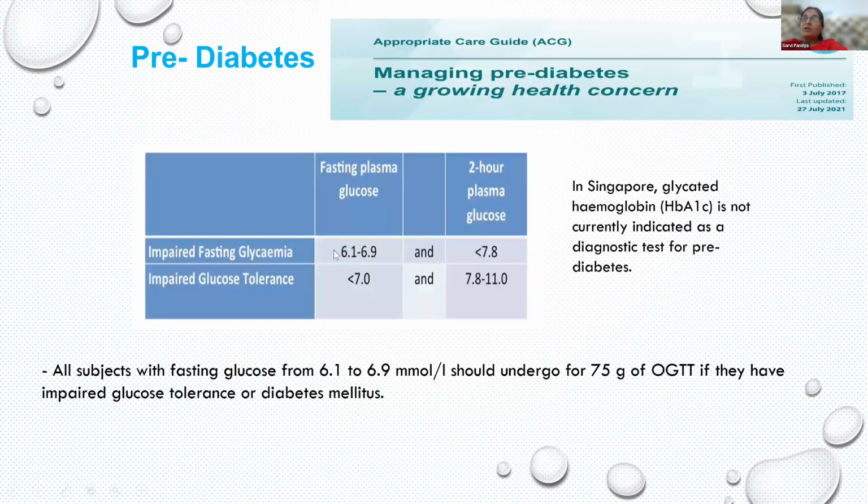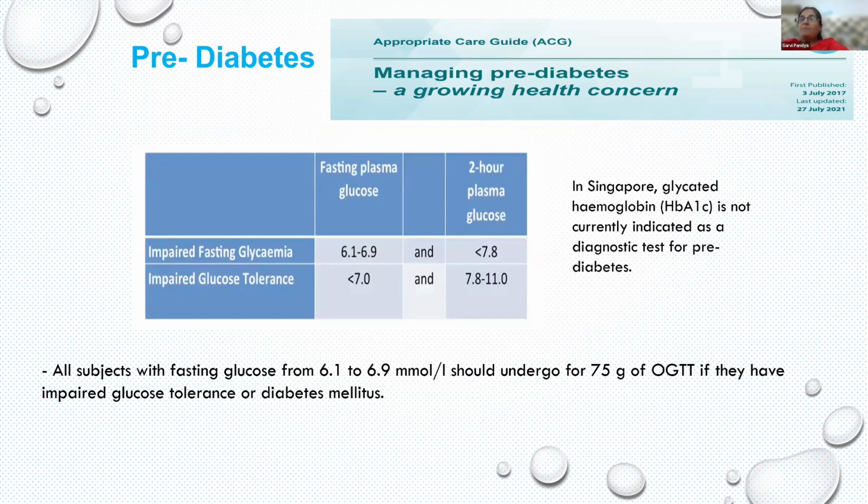They have said that if our fasting glucose is between 6.1 to 6.9 millimole per liter, or the 2-hour plasma glucose is less than 7.8 millimole per liter, then they classify it as impaired fasting glucose and impaired glucose tolerance. So both conditions are the pre-diabetes label in our local guidelines. And again, glycated hemoglobin is not part of our pre-diabetic definition yet.